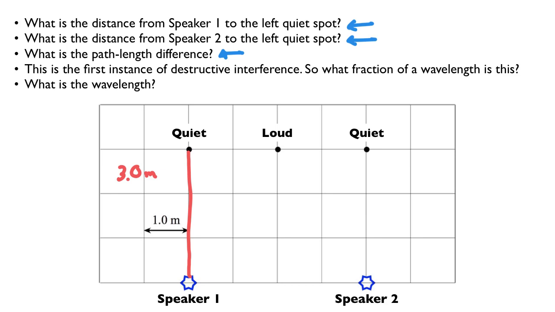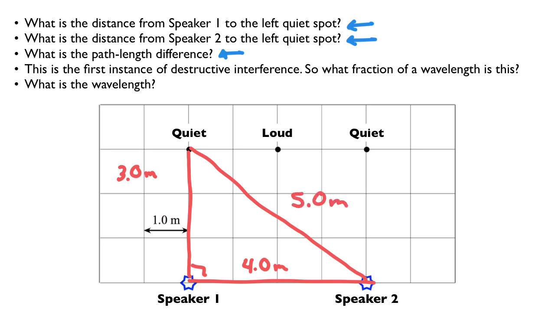The distance from speaker 2 to the left quiet spot, what is this? Well, check this out. I'm going to draw a triangle like this, and this is clearly a right triangle. This side of the triangle is 3 meters long. The lower side of the triangle here is 4 meters long. This is a 3, 4, 5 triangle, so the hypotenuse is 5.0 meters. So the path length difference, the difference in distance traveled by the sound from speaker 1 and the sound from speaker 2, is just 2.0 meters. And this is the first instance of destructive interference, and that's why.